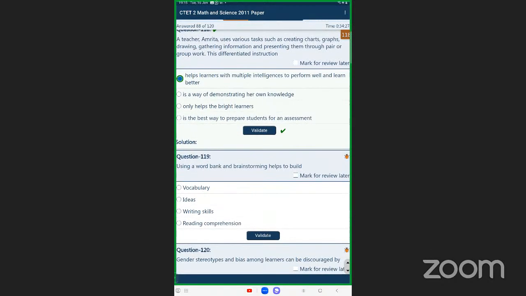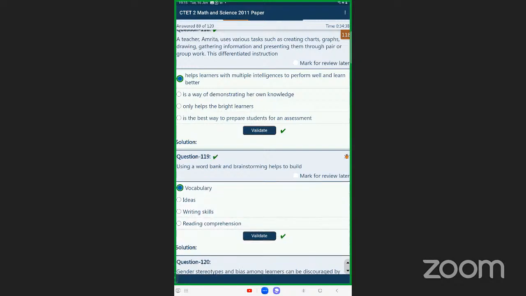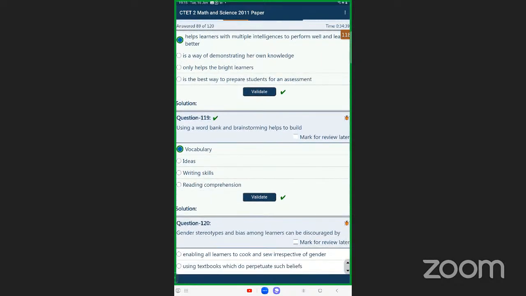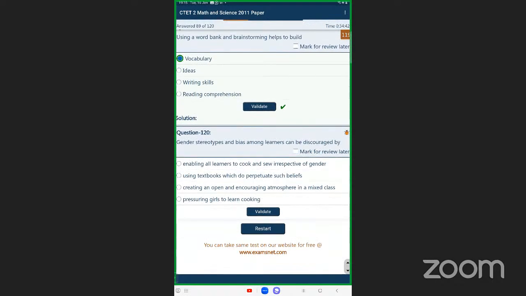Using the word bank and brainstorming helps to build what, student? Vocabulary. Using word bank and brainstorming helps to build vocabulary, student. Now question number 120. Gender stereotype bias among learners can be discouraged by what, student?